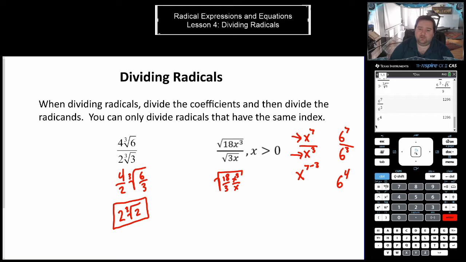So when you have x cubed divided by x, you just do 3 minus this exponent is a 1. 3 minus 1 is 2. So here we have the square root of 18 divided by 3 is 6, and x squared. Excellent. We did it. This was an easy one too.